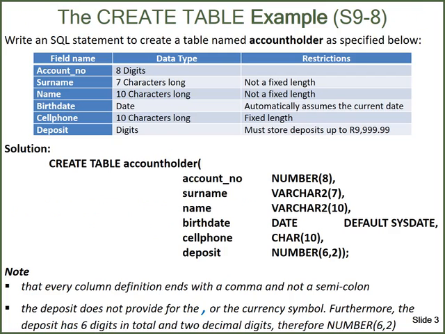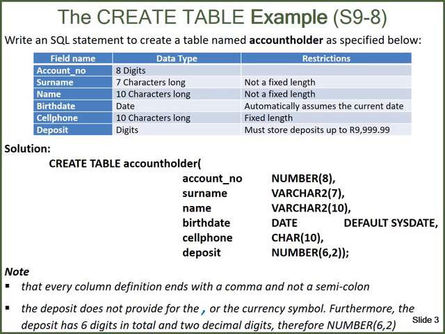The create table example. Write an SQL statement to create a table named account holder as specified below. Now, the questions that you will get in assessments will be similar. We give you the field names: account number, surname, name, birth date, cell phone, deposit, and you spell your field names exactly the same. The data type for account number is 8 digits. There are no restrictions. The data type for surname is 7 characters long. Now you can assume 7 characters, surname, that will be variable character length. And the restrictions, there's not a fixed length. Okay, so they have also said that.